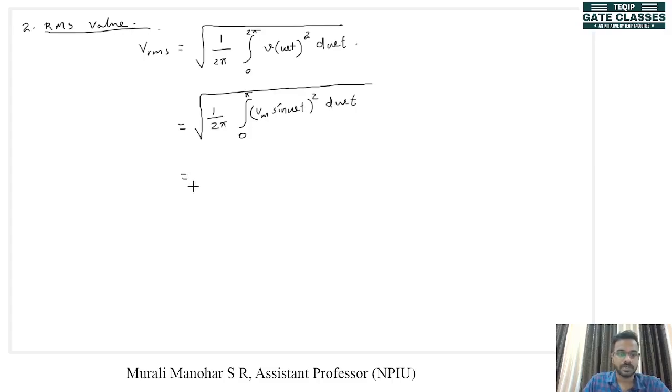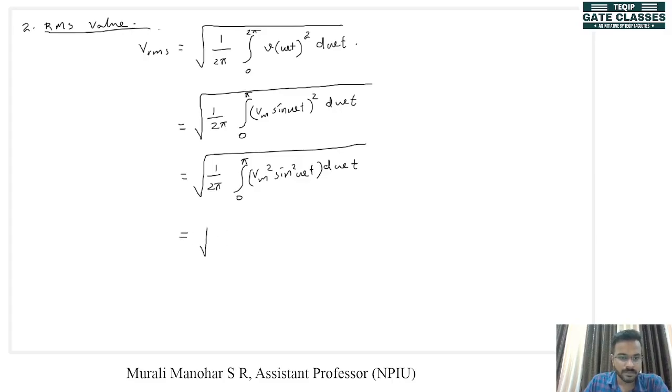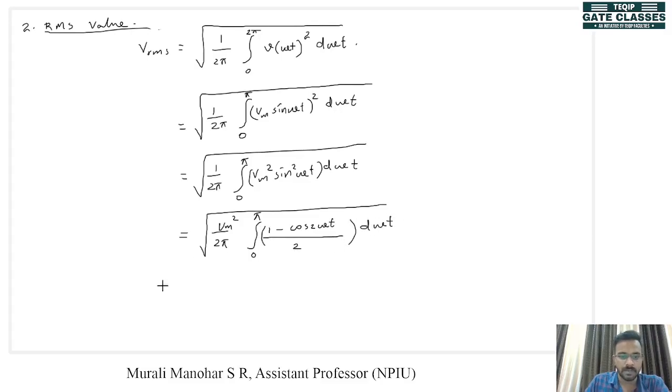Okay. So this is 1 by 2 pi integral 0 to pi Vm square sin square omega t d omega t. Now this can be written as root of 1 by 2 pi. Vm square can be taken out. So Vm square integral 0 to pi, and sin square omega t can be written as 1 minus cos 2 omega t all divided by 2 into d omega t.